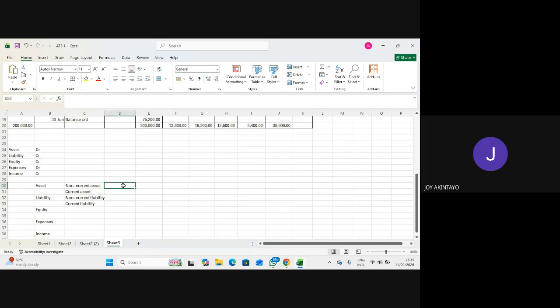Also under the non-current assets, we have investments. That is the money you invest in another entity for you to have returns that will lead to cash inflow for you. You classify them as investment. Then also under the non-current assets, we have intangible assets.